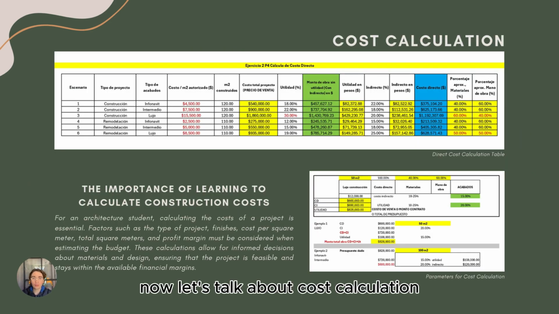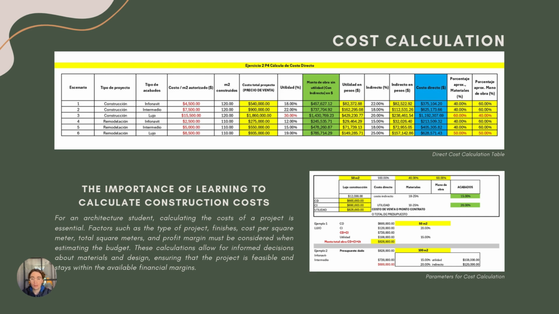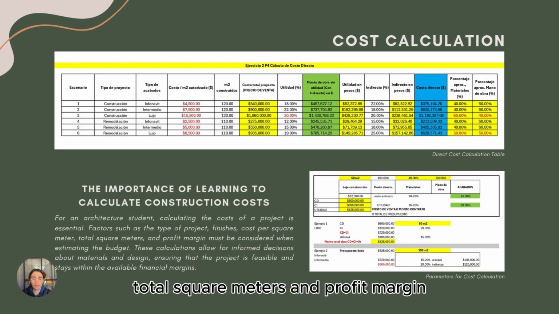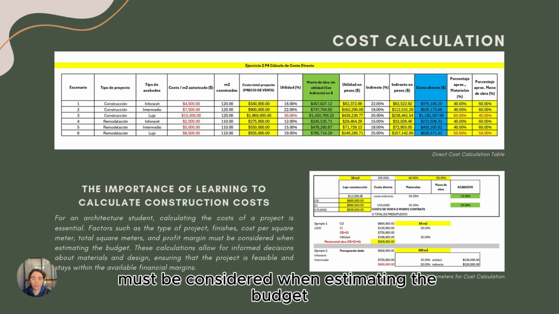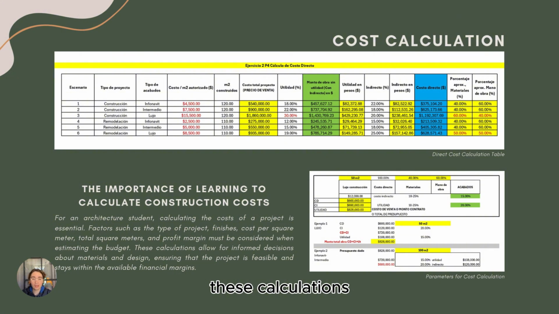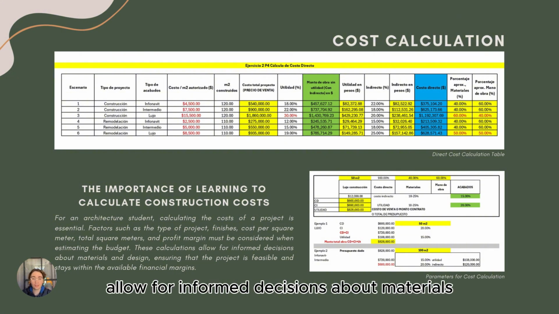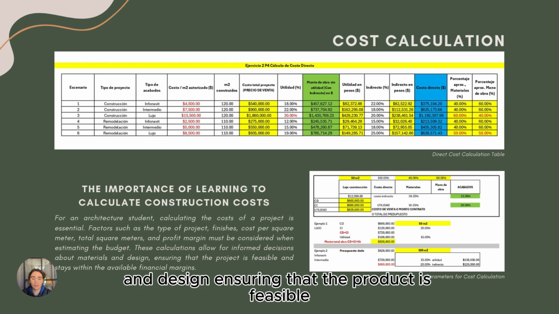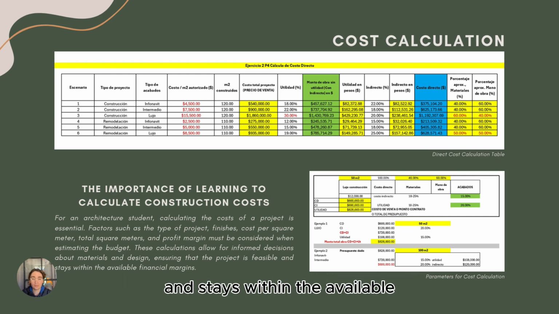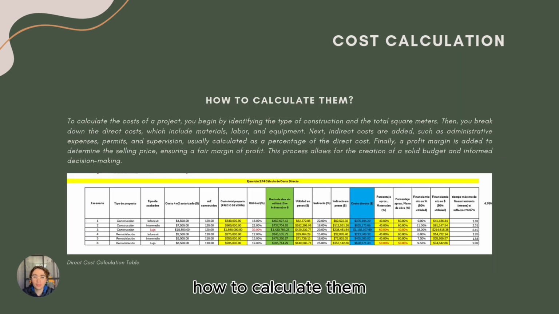Now, let's talk about cost calculation. Factors such as the type of project, finishes, cost per square meter, total square meters, and profit margin must be considered when estimating the budget. These calculations allow for informed decisions about materials and design, ensuring that the project is feasible and stays within the available financial margins. How to calculate them?